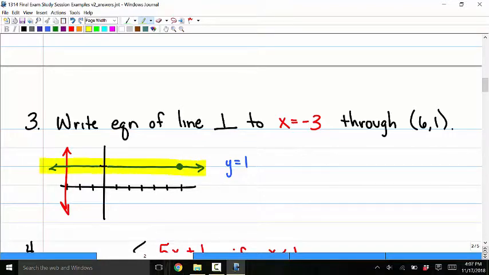And the equation of a horizontal line is always y equals a number. And what number will it equal? It'll equal the y-intercept, which is 1. So number 3, the answer is y equals 1.